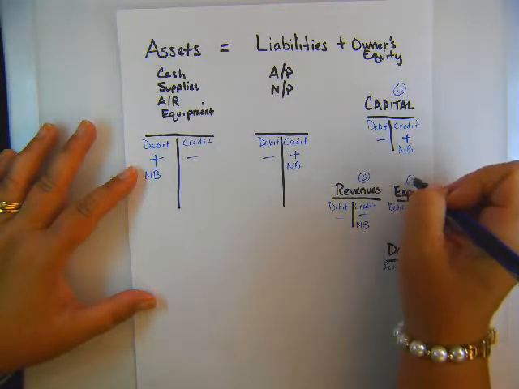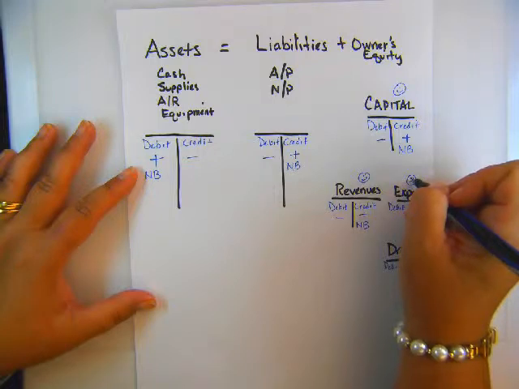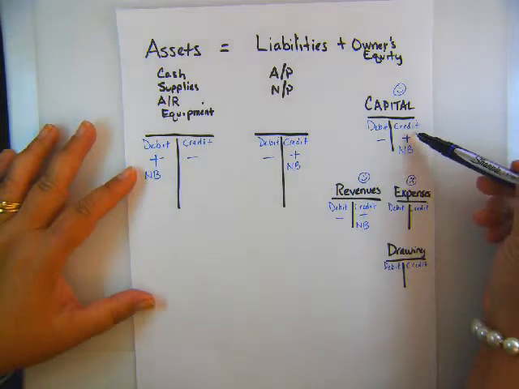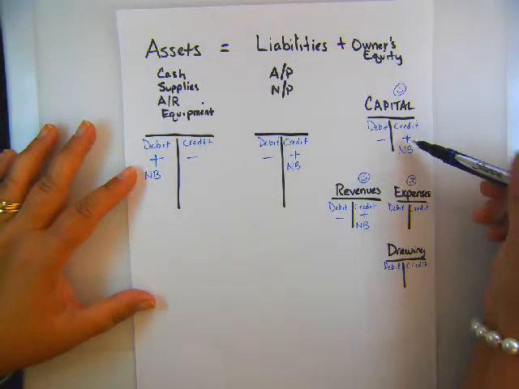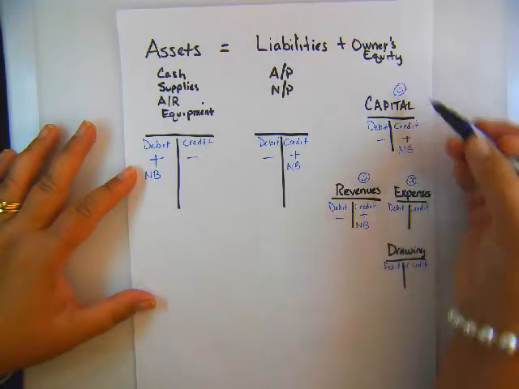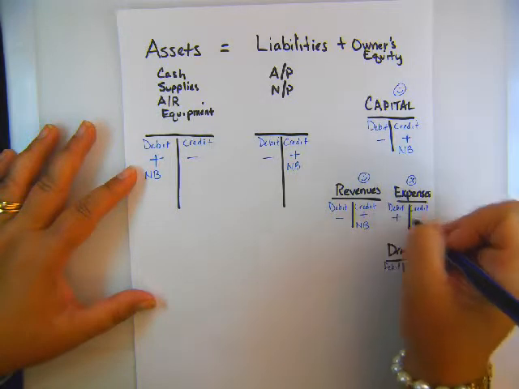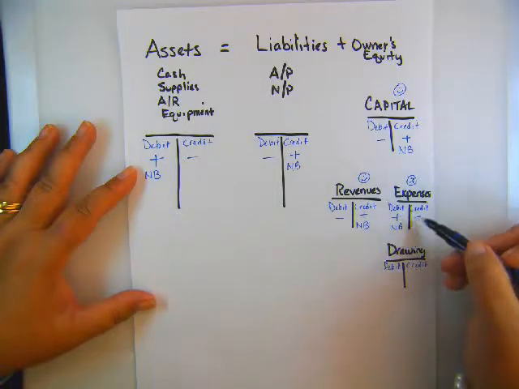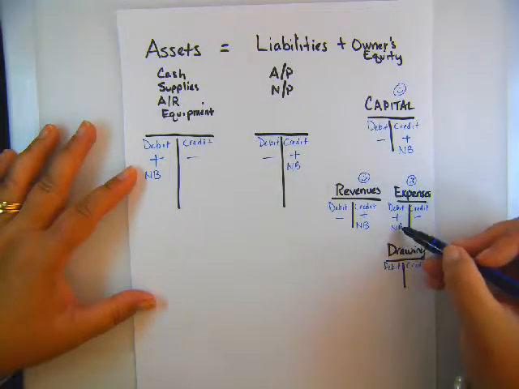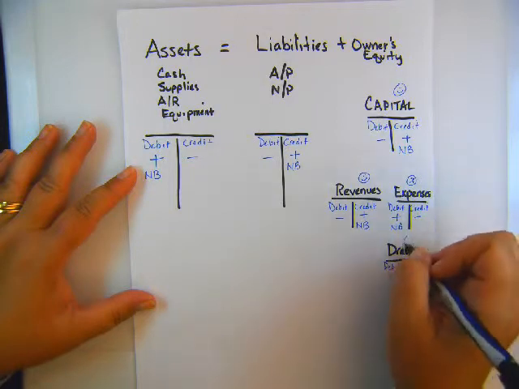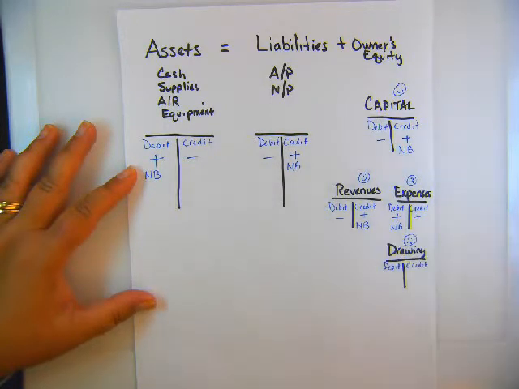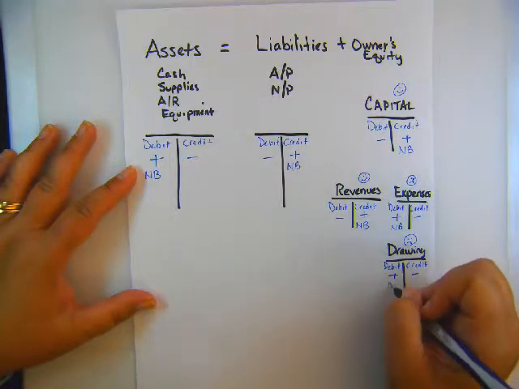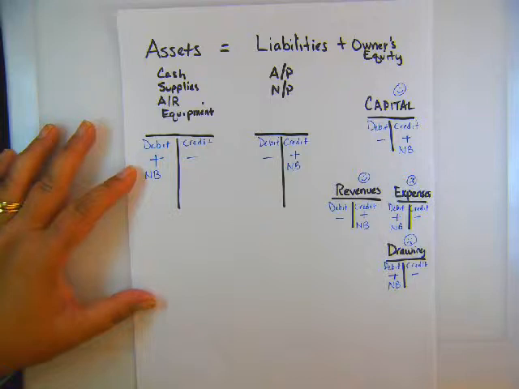Expenses, however, are going to reduce owner's equity, and they will reduce capital as they feed in later. So they are contrary to capital. They operate in the opposite way. We increase with a debit, we decrease with a credit. Normal balance is on the debit side. Drawing also operates contrary to capital. Increase with a debit, decrease with a credit, and the normal balance side is the debit side.